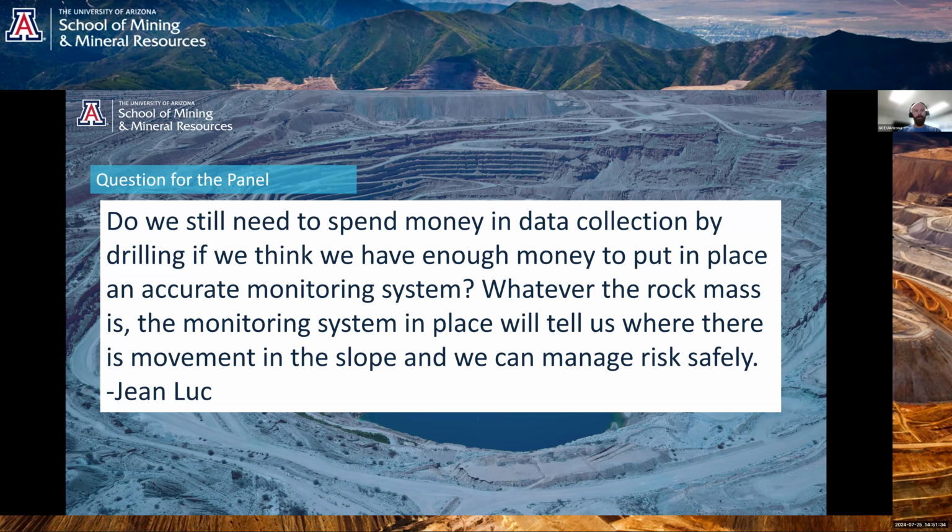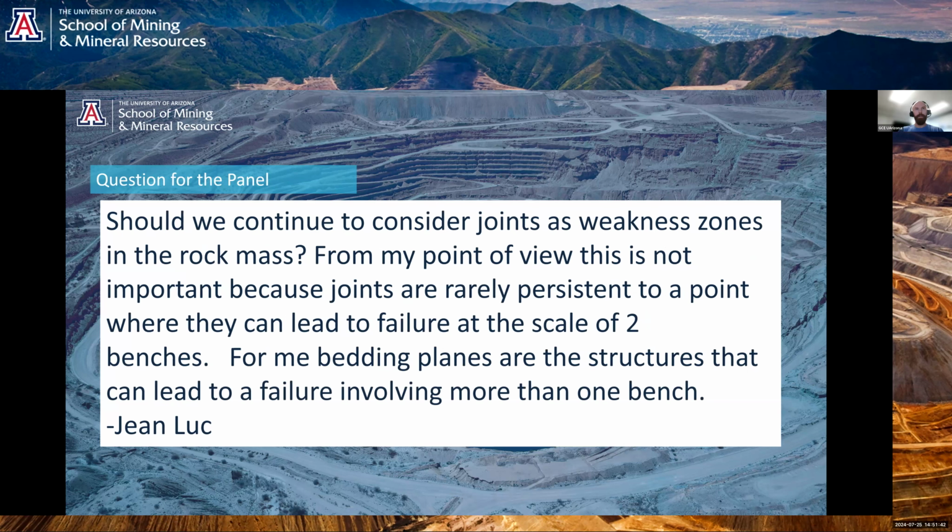Great. Well, very interesting question, Jean-Luc. Thank you for that. And we actually have another question from Jean-Luc, sort of related in that it's about what data do we need. It's more about the structural geology. Should we continue to consider joints as weakness zones in the rock mass? From my point of view, this is not important because joints are rarely persistent to a point where they can lead to a failure at the scale of two benches. For me, bedding planes are the structures that can lead to a failure involving more than one bench.